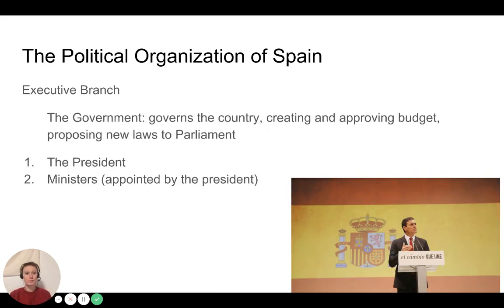Executive branch, which is the government. It governs the country, creating and approving the budget, proposing new laws to Parliament. It includes the president and his ministers, which are appointed by the president.